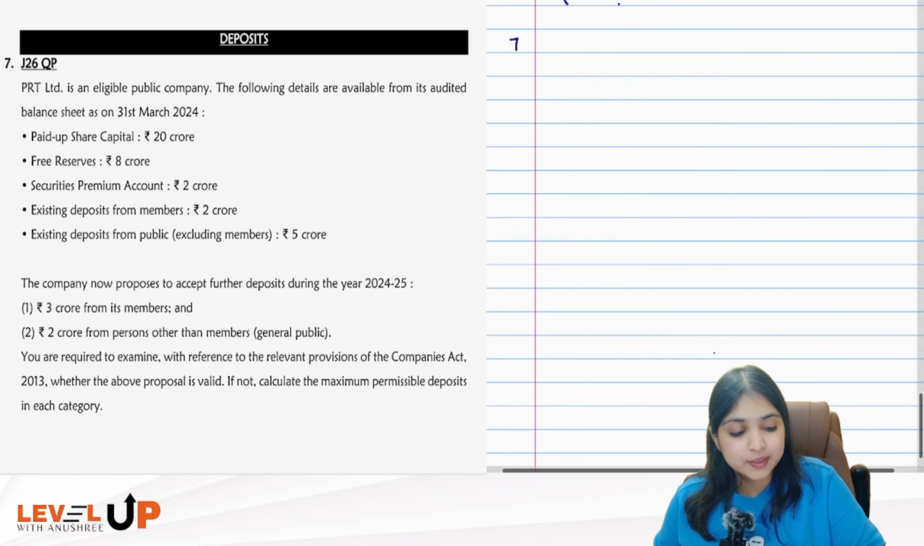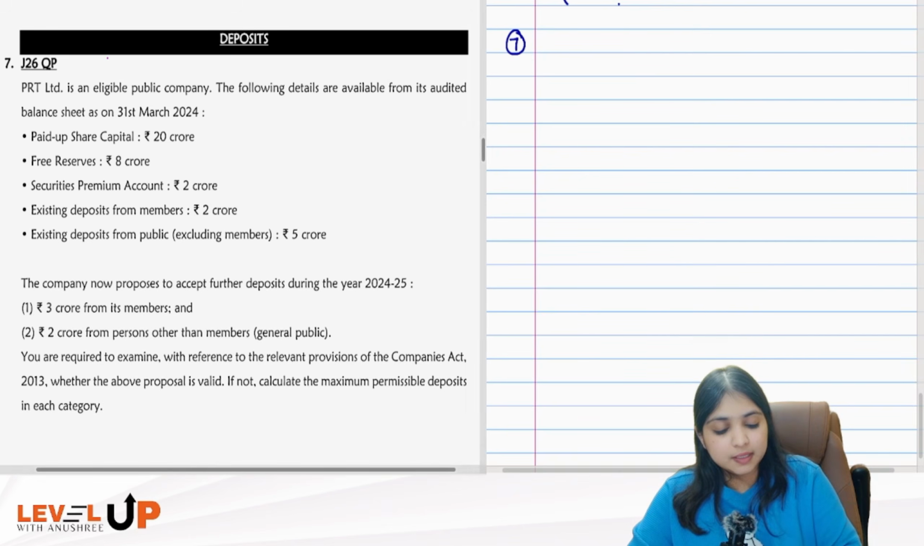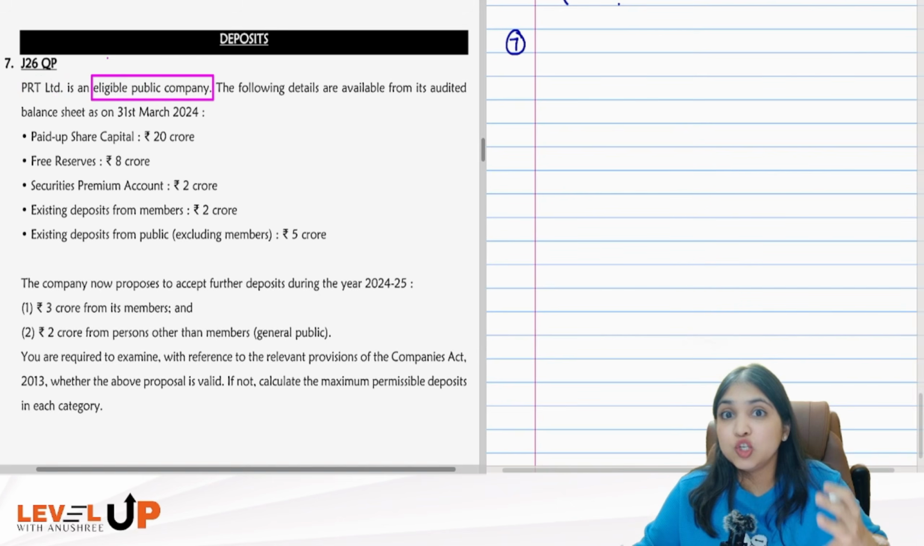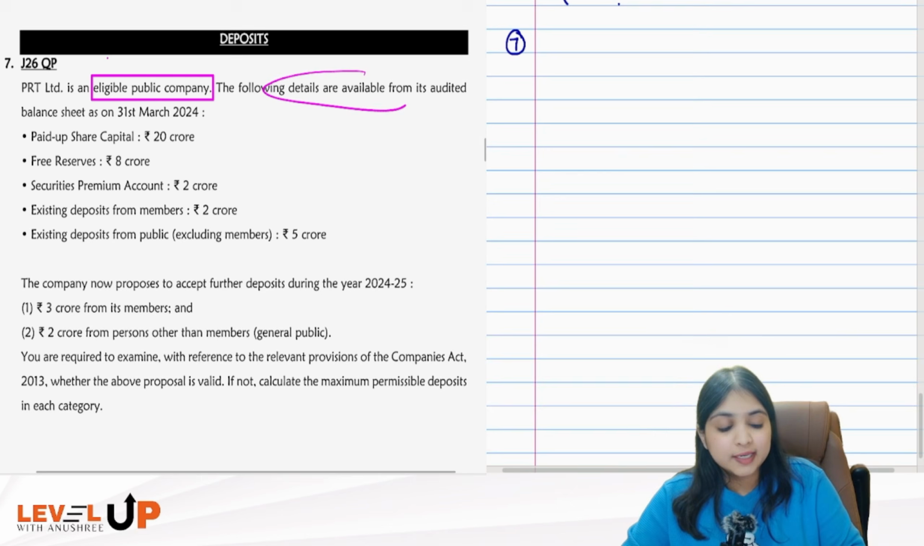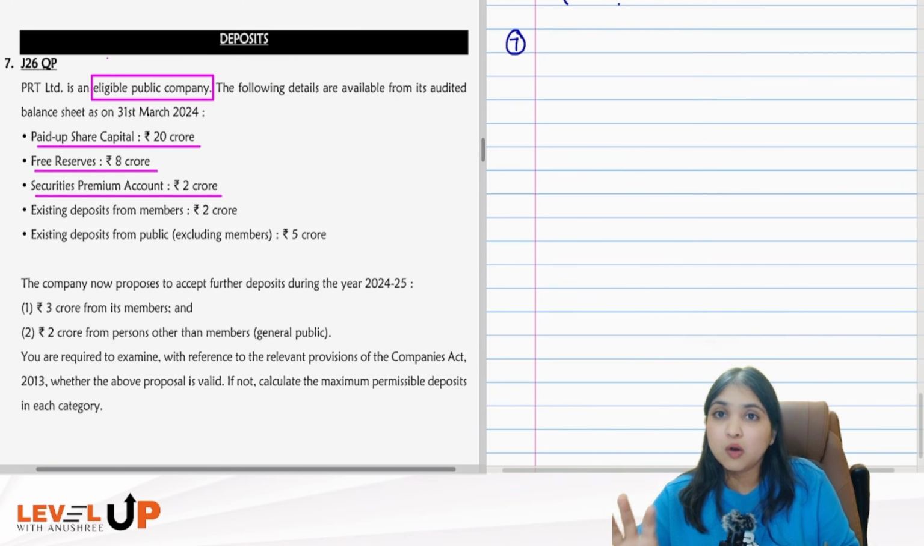It's a very good question testing you on the limits. The question says PRT Limited is an eligible public company. So we don't have to check whether it is an eligible company or not. They are themselves saying it's an eligible public company. Following details are available. Paid up share capital 20 crores, free reserves 8 crores, securities premium account 2 crores.